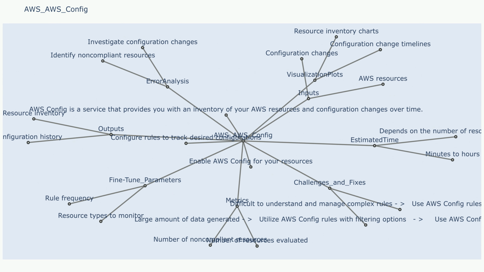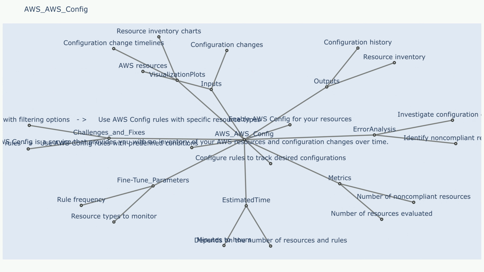Name: AWS CloudTrail, optional. Purpose: AWS CloudTrail integrates with AWS Config to provide event history for configuration changes. This enables you to track and audit configuration changes over time.